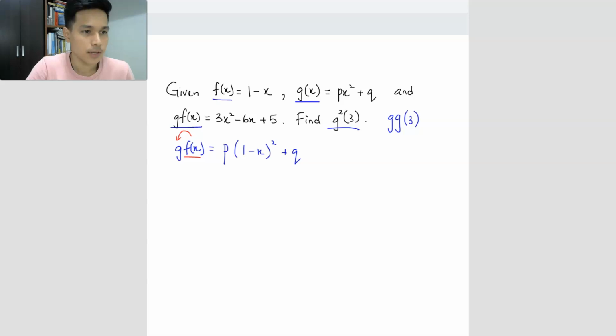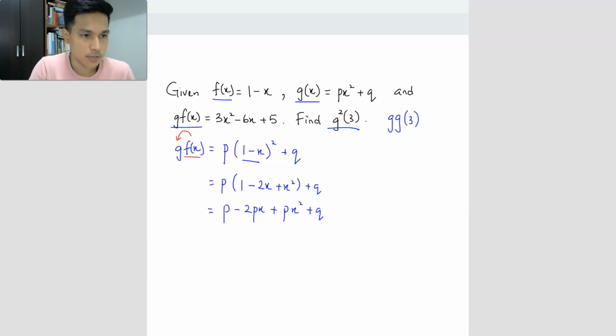So now what do we do? We have to expand, because otherwise we cannot compare with this. So when we expand, we get 1 squared minus 2x plus x squared. I just expanded this bracket here, and then we expand the p, so you get p, minus 2px, plus px squared, plus q, sorry.